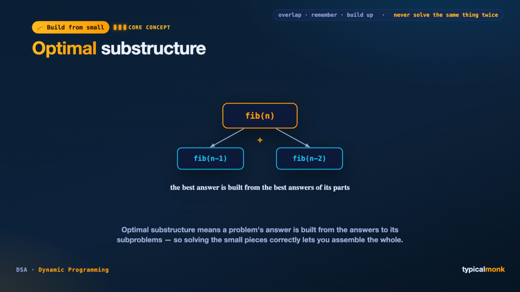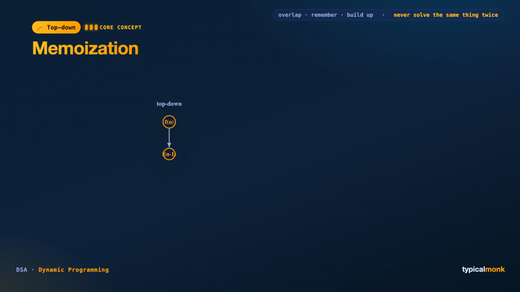There are two ways to actually implement dynamic programming, and the first is the most natural: memoization, which is top-down. Memoization starts from the recursion you would write anyway. You solve the problem recursively, breaking it into subproblems exactly as normal, top-down, from the big problem toward the small ones. The only change you make is to add a cache, a place to store the answer to each subproblem once you have computed it. That cache is often just an array or a dictionary keyed by the subproblem.